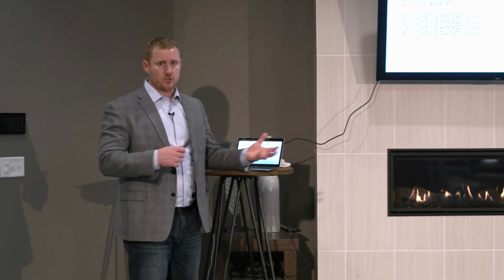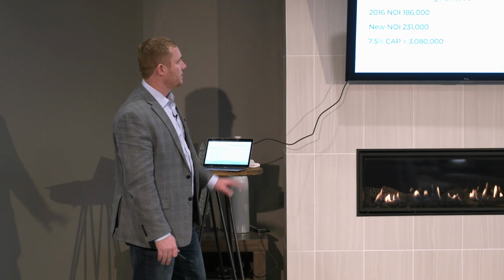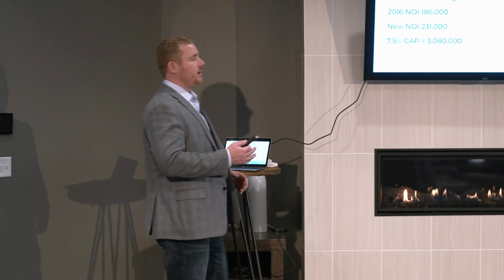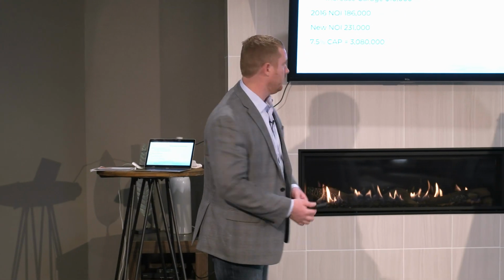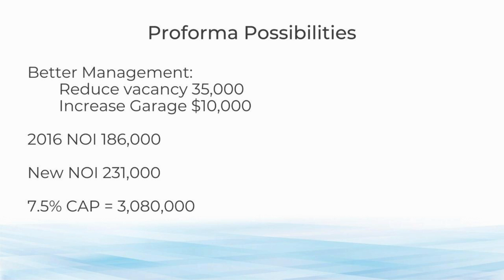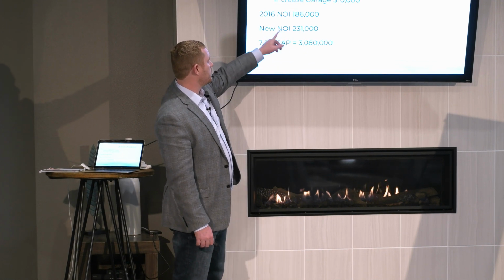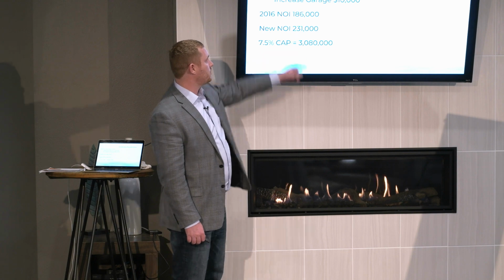Totally depends on what the market's willing to pay for it, okay? And that's going to change over time. Different markets will pay different things, and different years will pay different things. So look at what happens, this is how we find a deal. The performance possibilities here, if we have better management, and I don't know the reason they have 16% vacancy, but if we can find a way to reduce that vacancy by 8% and increase our rent by $35,000 and increase our garage by $10,000, and there's a couple other things too, that takes our NOI from 186 to 231.